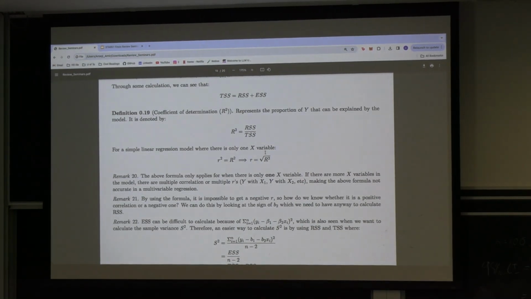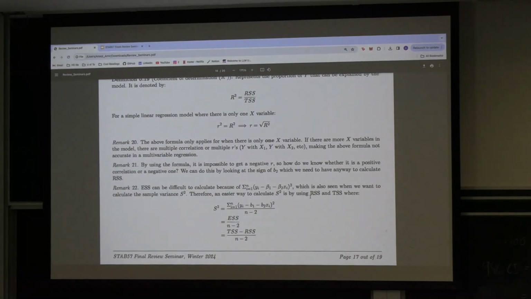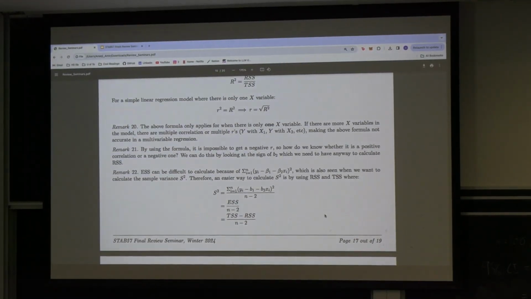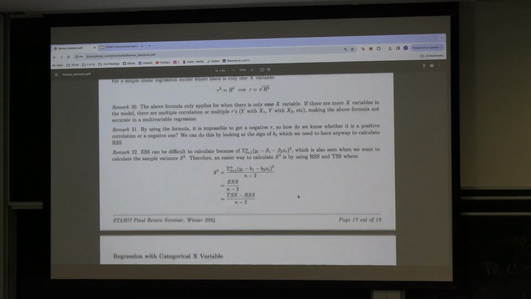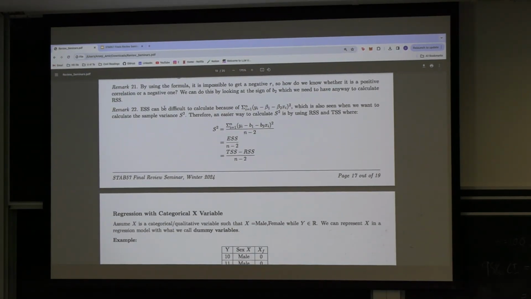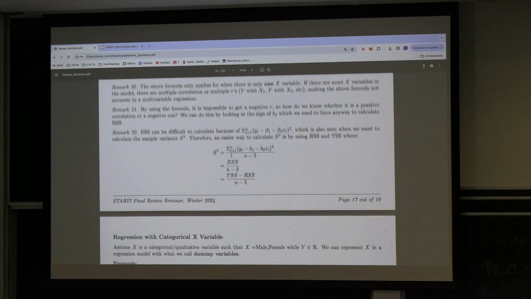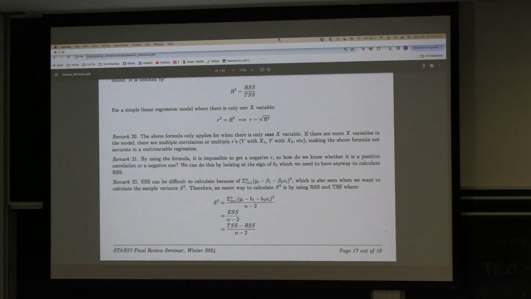For a simple linear regression model, when there's only one x variable, you can also show that the small r, the Pearson correlation coefficient, is actually just the square root of the R squared here. Here are some remarks about this fact. You can read it later. And then you can also show that, for the sample variance, you can just calculate it through TSS minus RSS divided by n-2. So that's pretty intuitive, I think.